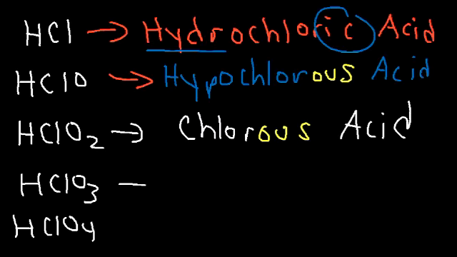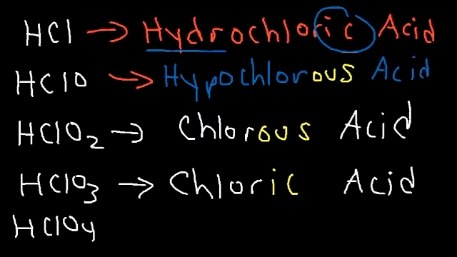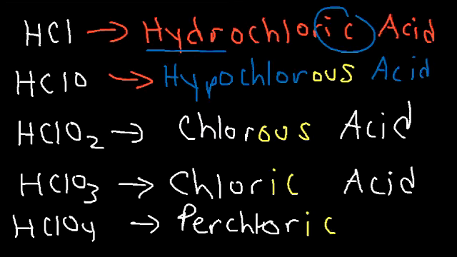Now how about HClO3? ClO3- comes from chlorate. So we have to replace the ate with ic, so it's going to be chloric acid. And finally, HClO4, which comes from perchlorate. So it's going to be perchloric acid.